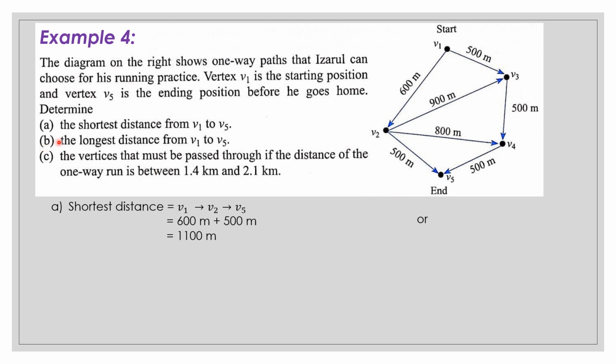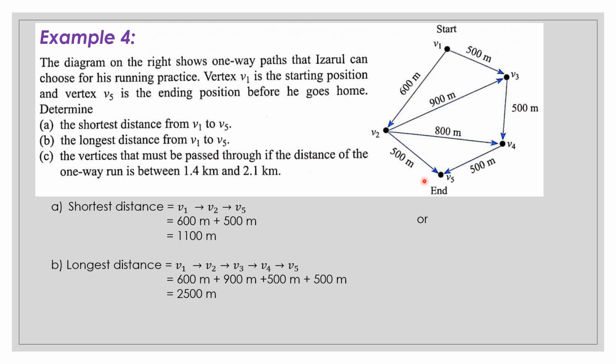And B, you find the longest distance from V1 to V5, and you can see that the longest distance is from V1 go to V2, and then V2 go to V3, V3 go to V4, V4 go to V5. And when you add all the distances, it will give you 2500 meters, where it is the longest one.